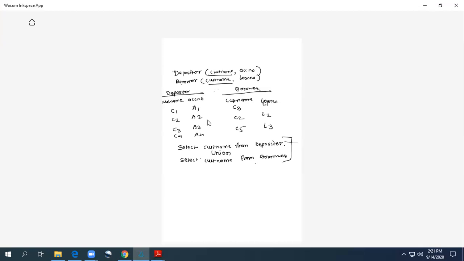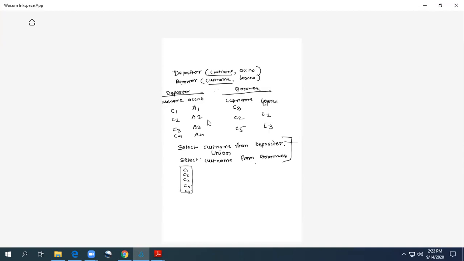In my example, how many customers are there having both the accounts? So the result will be C1, C2, C3, C4 and C5, right? C1, C2, C3, C4 are having an account in the bank. Then C3, C4, C5 are having a loan account in the bank. But out of this, C3 and C2 are having both in the bank, right? So this is the result of my query.